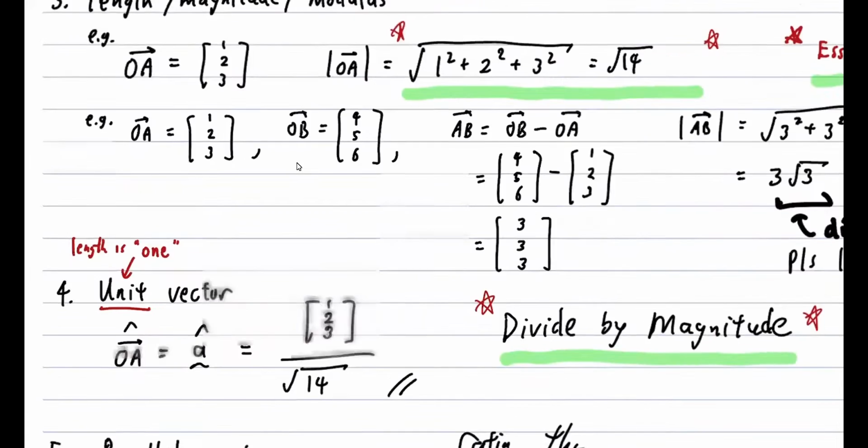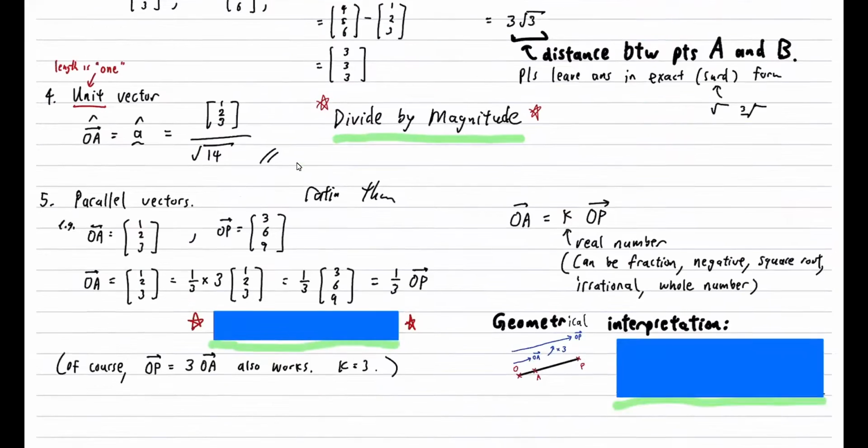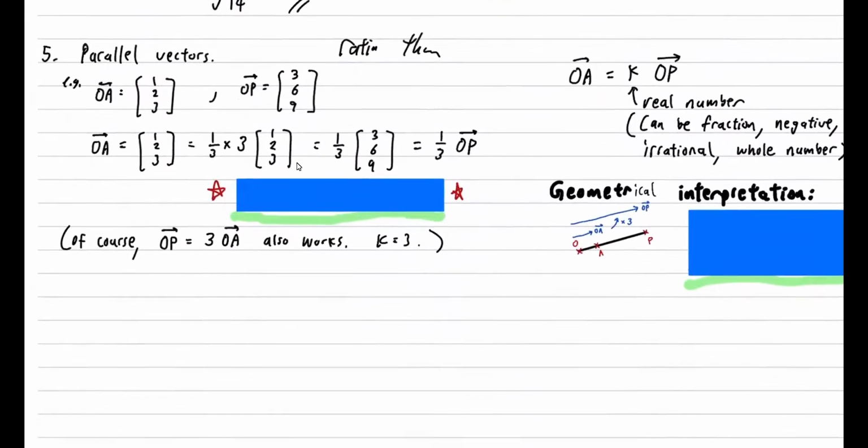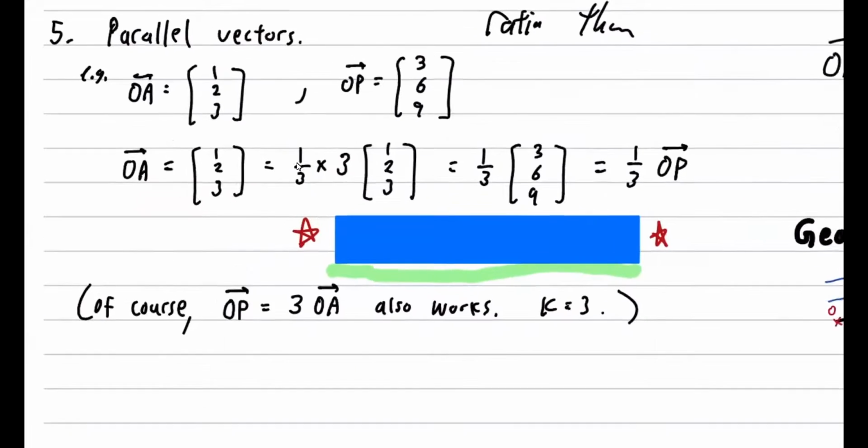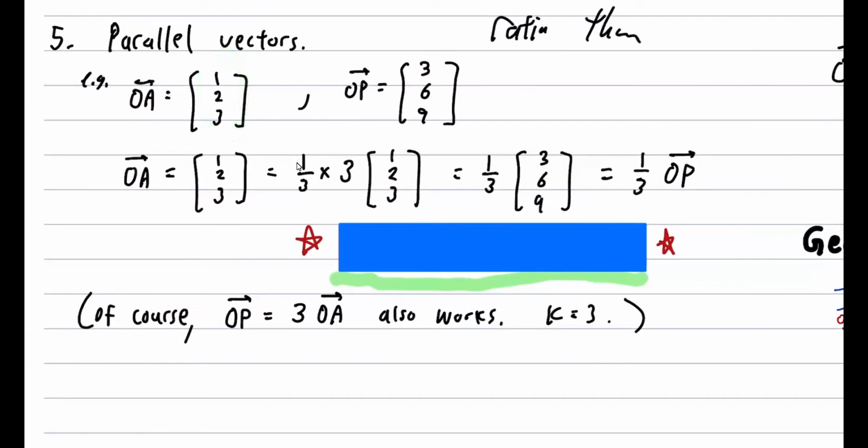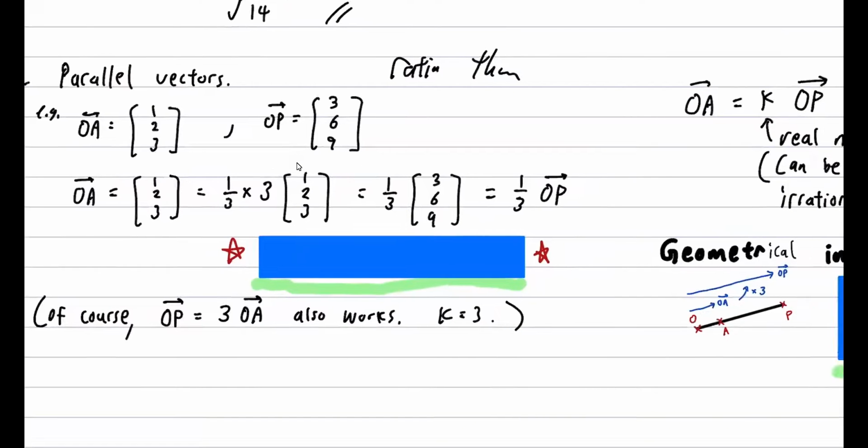Okay, moving on. This is very simple. I think I'm going a bit too slowly. Let's just go on. Parallel vectors. Let's take a look at vector OA, which is 1, 2, 3, and vector OP, which is 3, 6, 9. So what do you notice? They are parallel, right? They are parallel because you can draw a picture like this. Let's say this is 1, 2, 3. Then this one is 3, 6, 9. They are parallel. How do you prove that they are parallel? Let's say the question asks you to prove or show.